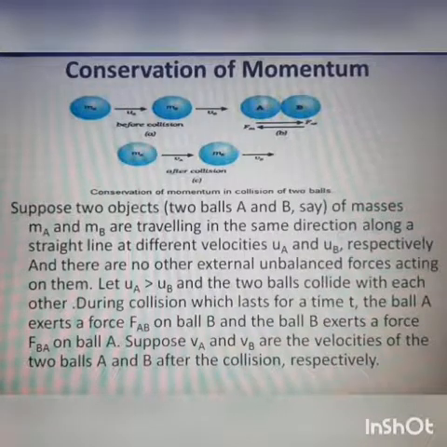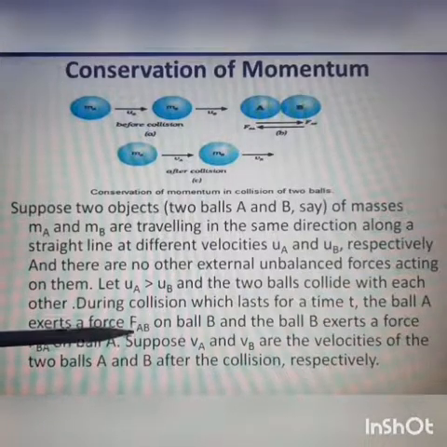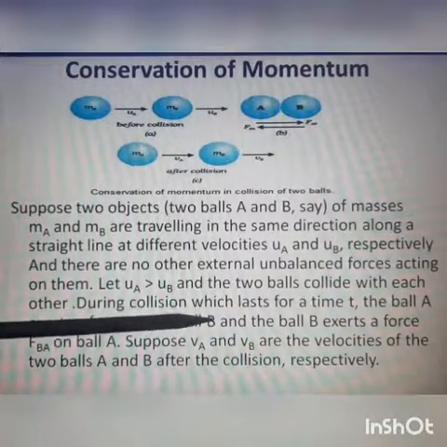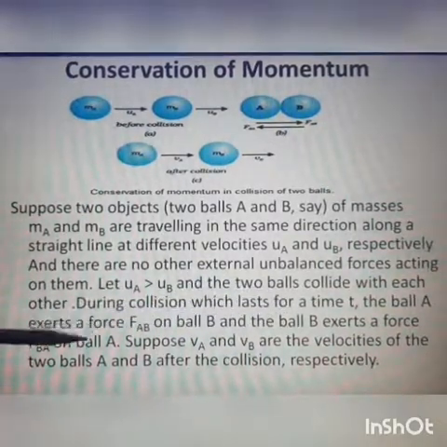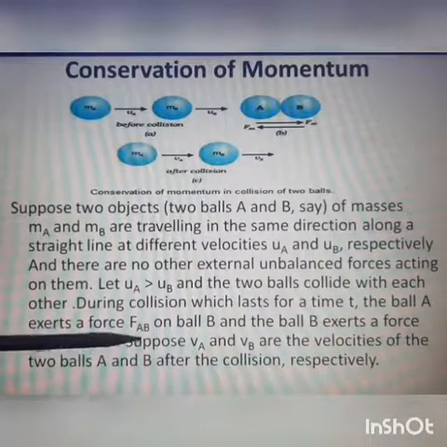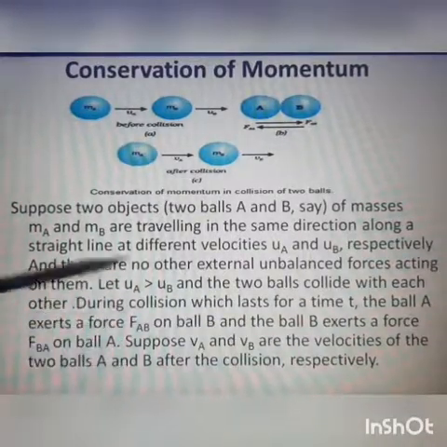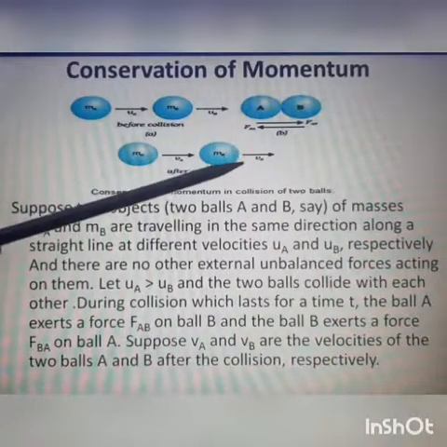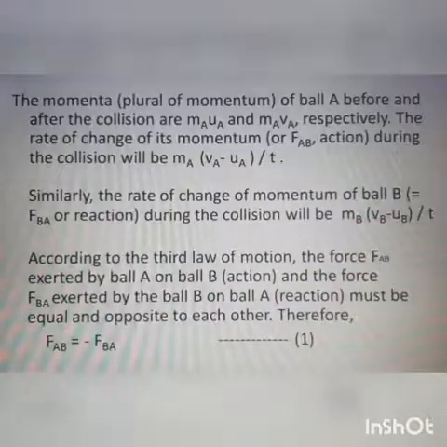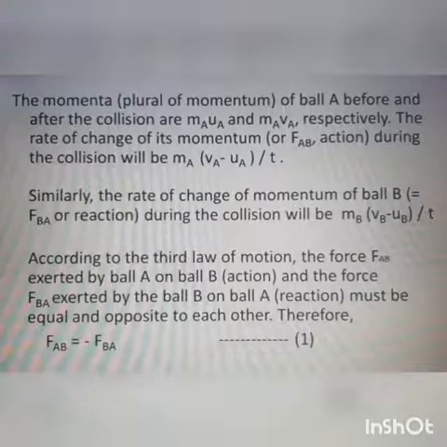If we consider that the collision lasts for a time t, then the ball A will exert a force FAB on the ball B, and the ball B will exert a force of FBA on the ball A. Let us take that VA and VB be the velocities of the two balls after collision. Here we can see VA and VB. After seeing the change of velocities of both the bodies after collision, now we are going to find out their total momentum before and after collision.